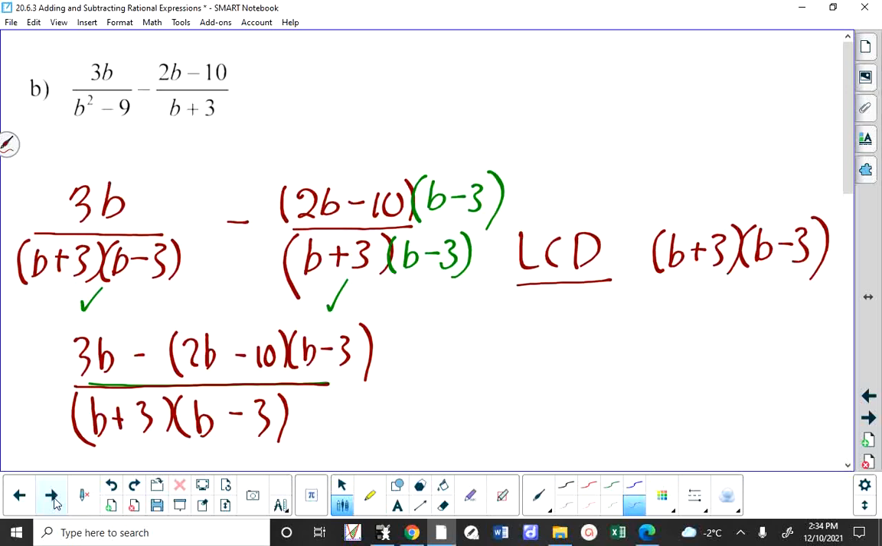And that mess on the top needs to be multiplied out and simplified, because maybe when we multiply it out and simplify it, it factors and will allow us to cancel with a factor on the bottom. But you can't see if it factors yet unless you FOIL this out and then take it away from 3b. Any questions with that line? All right. So we're going to FOIL this out.